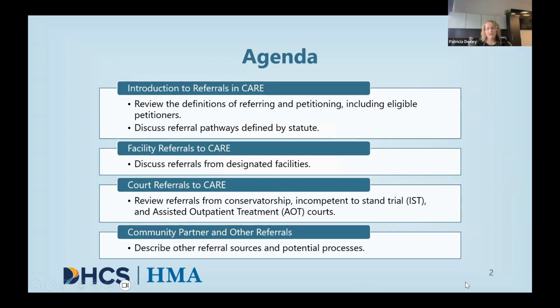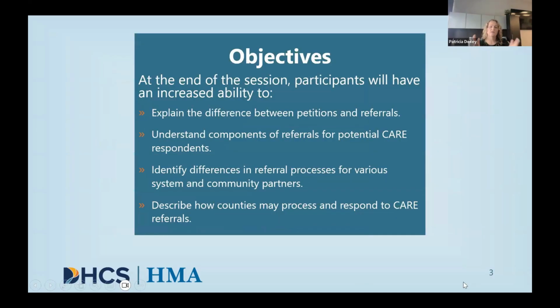So as far as learning objectives, the goal is that by the end of the session, you'll better be able to explain the difference between petitions and referrals, understand components of referrals for care respondents, identify the differences in referral processes for various system and community partners, and then describe how counties may process and respond to care referrals.